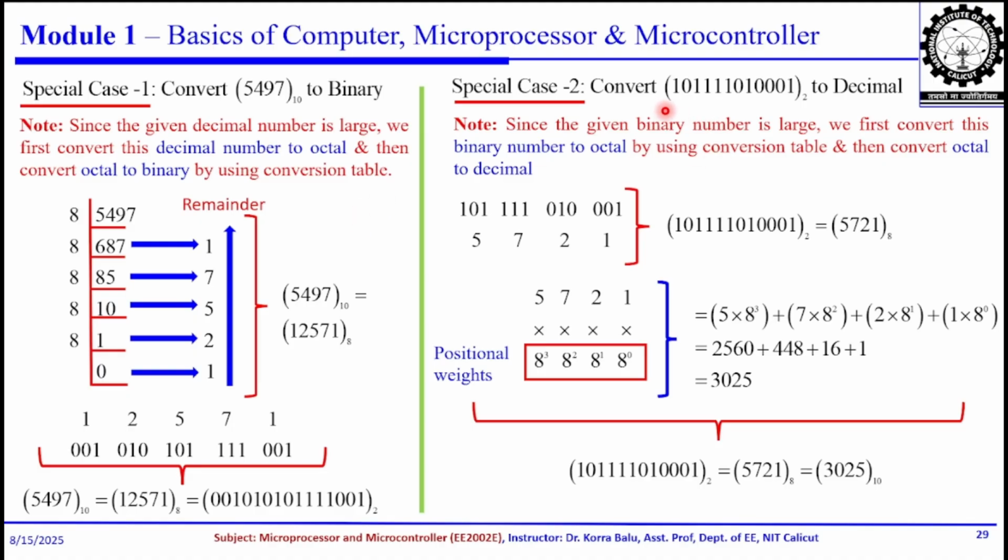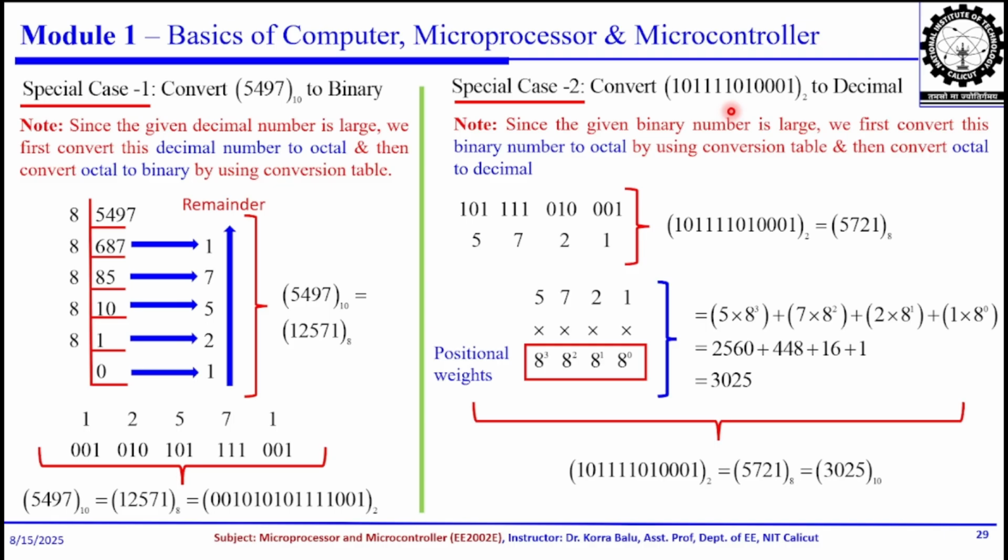If the binary number is very high, meaning the binary digits given are very many, and again you go for the positional weights, it will take half of the page to calculate with the positional weights, starting from 2 to the power of 0, 2 to the power of 1, 2 to the power of 2, up to n number of bits. So here, first I will convert to the nearest conversion table system, that is the octal number system.